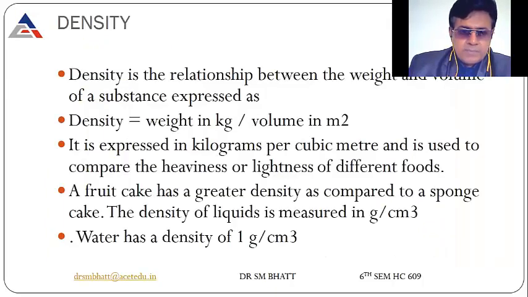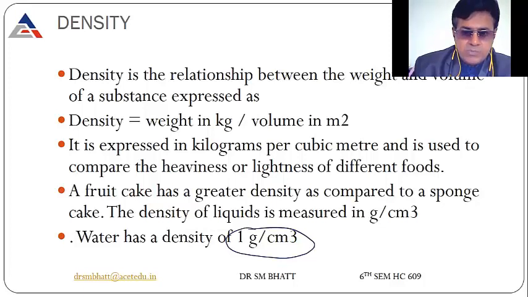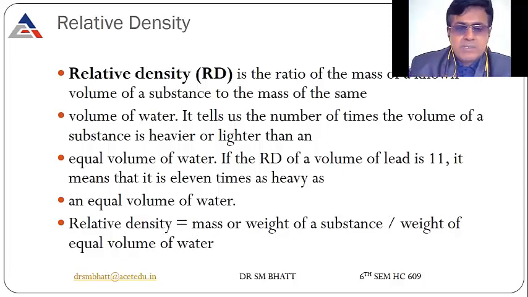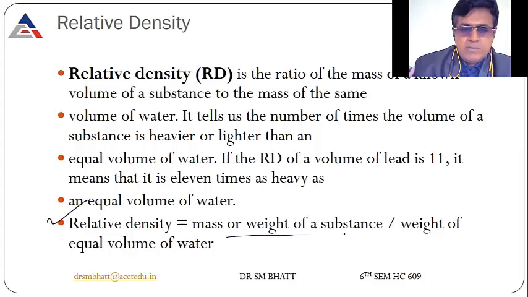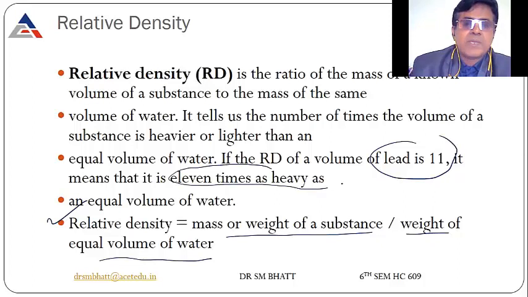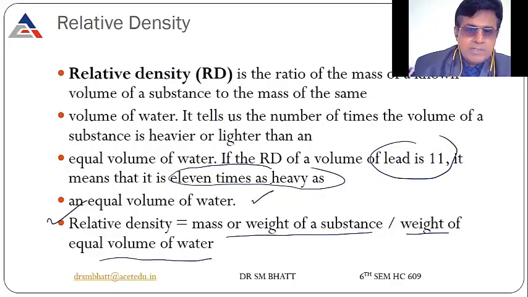Right. So what is the density of water? This is 1 gram per centimeter cube. So you can measure the density of many food products. And this gives a comparison of heaviness or lightness of different foods. Okay, got the idea, relative density. If you are comparing the density, this is called the relative density. I mean, you are comparing the mass versus weight of an equal volume of water, right? So if you are dissolving anything in water, you are changing its density, right? That will be the relative density. So for example, the relative density of lead is 11. It means this is 11 times as heavy as an equal amount of water. Got the idea? Got the point?